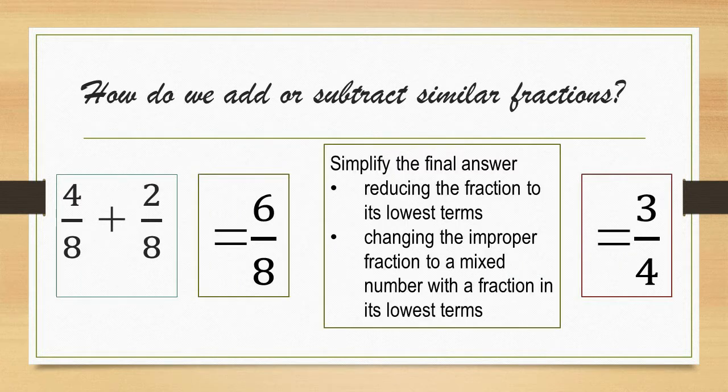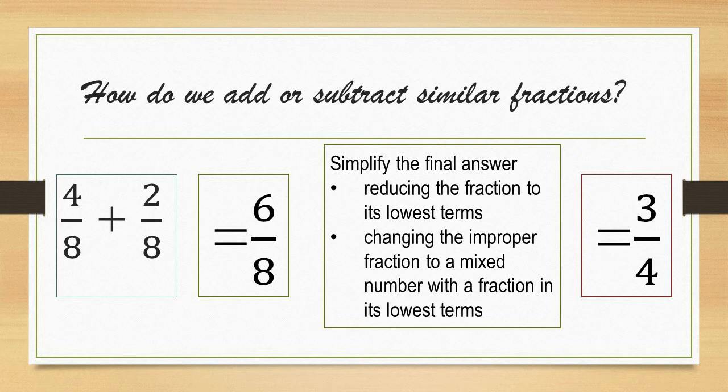For our second example, 4/8 plus 2/8. Just like with our first example, these two are similar fractions. Therefore, simply add the numerators and copy the denominator. 4 plus 2 is equal to 6. Copy the denominator, which is 8. Then the answer is 6/8.